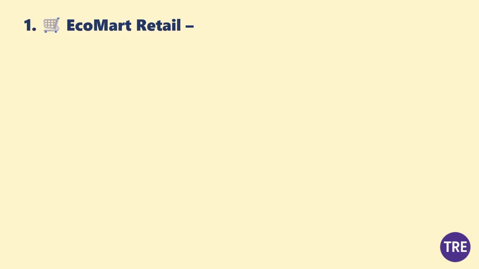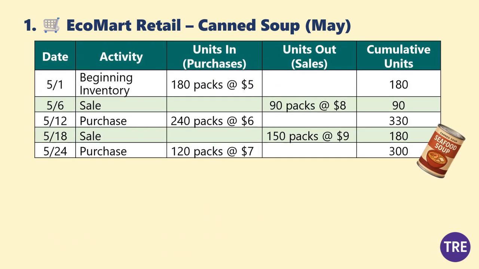Alright, let's take a look at our EcoMart Retail Soup case for May. This table shows every inventory activity during the month: purchases, sales, and how the units change over time. EcoMart starts the month with 180 packs at $5 each. A few days later, it sells 90 packs at $8, and then buys 240 more at $6. Notice the cost is starting to rise.